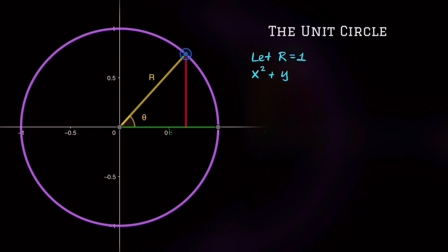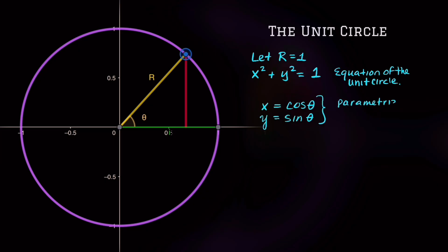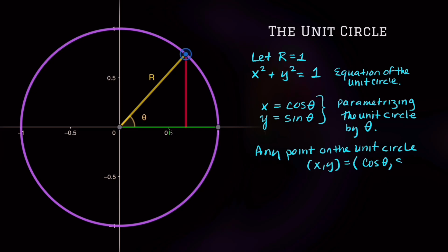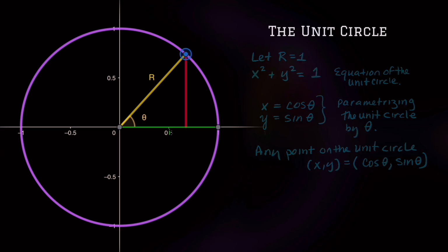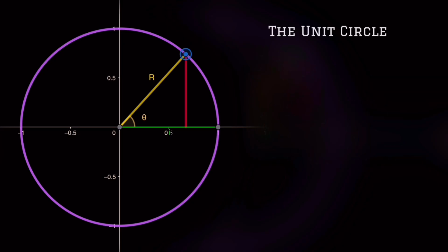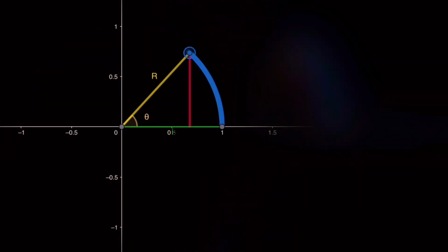Okay, let's take a look at the unit circle. A unit circle is one of radius equal to 1, so therefore it satisfies the equation x squared plus y squared equals 1. A parametrization of the unit circle is given by x equals cosine theta and y equals sine theta, through the relationship of the circle and the right triangle. So any point on the unit circle can be parametrized through its angle, and in this case the radius is equal to 1.